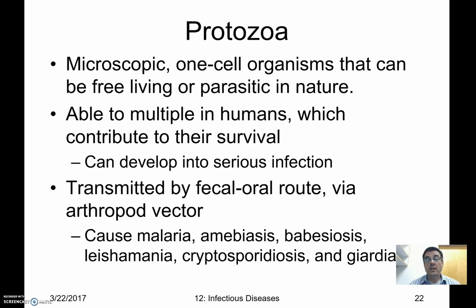We'll move on to talk just for a second or two about protozoa. Protozoa are considered one-celled organisms that are free-living or parasitic in nature. They're able to multiply in humans as well as in other animal scenarios, or zoonotic type infections. And they can develop into serious infections. Some protozoa are also transmitted through a fecal-oral route or by way of an arthropod or a mosquito or sandfly.